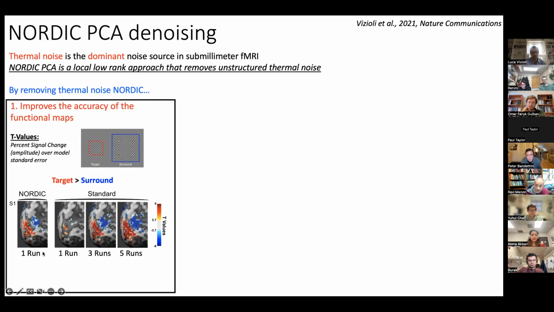And here's an example of these maps for a subject on an inflated cortical representation. This is the occipital cortex, this is the calcarine sulcus here. In red, we see the activation elicited by the target, and in blue, that by the surround for one NORDIC run. And then we can compare this activation to one standard run and to a number of concatenated runs of standard data. What we see is that we need several concatenated runs of standard data to approach the extent and quality of activation achievable with a single NORDIC run.